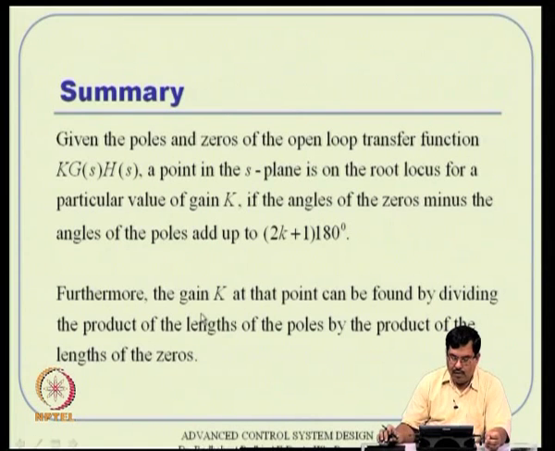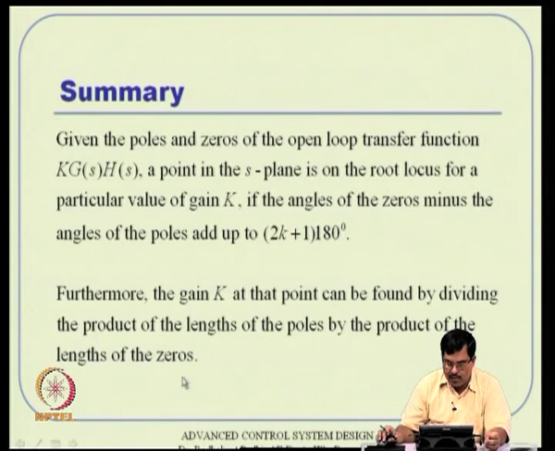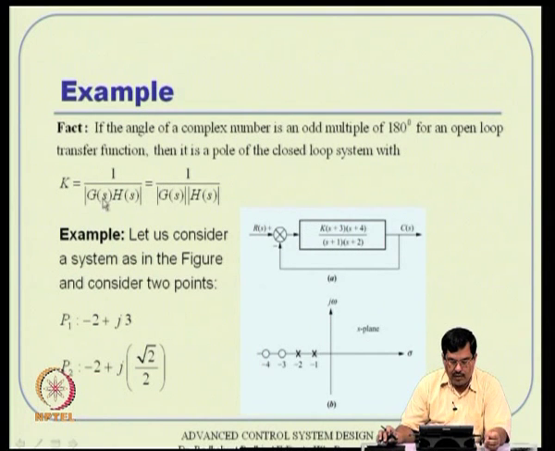And furthermore, the gain k at that particular point can be found by dividing the product of the lengths of the poles by the product of the lengths of the zeros. Remember, it is not lengths of the zeros by lengths of the poles, it is lengths of the poles divided by lengths of the zeros, because of the 1 over factor that comes in. That is why.